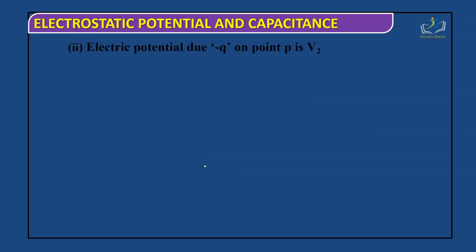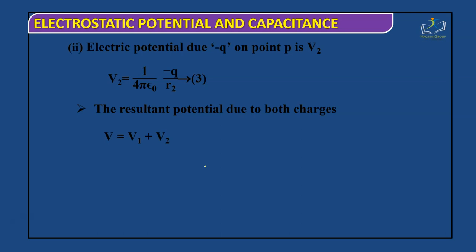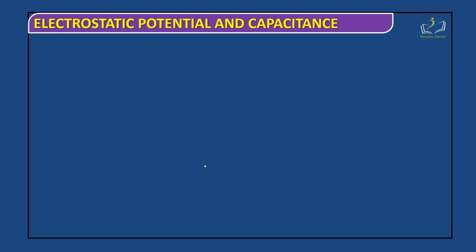And in the second case, for the minus q charge, putting the value in the potential, V2 is equal to 1 by 4 pi epsilon naught into minus q divided by R2. We get the result for both the potentials, that is V is equal to V1 plus V2, equating all the points as equation number 4. So from equation 1, where we saw the values of R1 and R2, we put these terms in equation number 4.